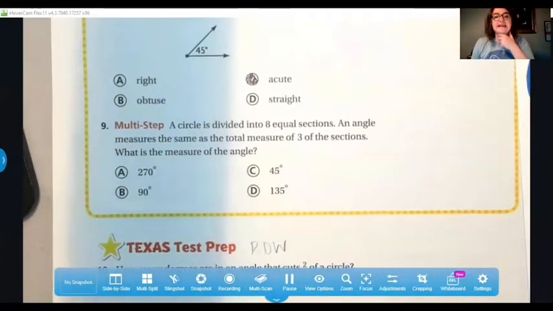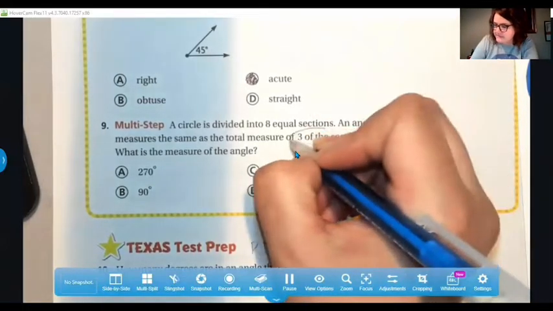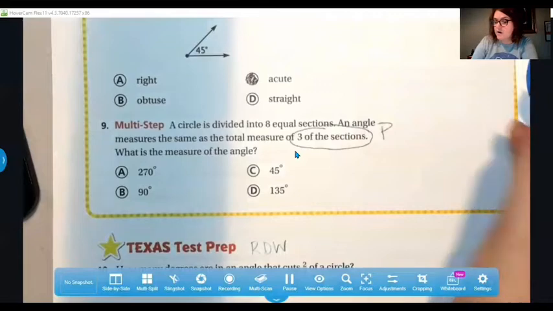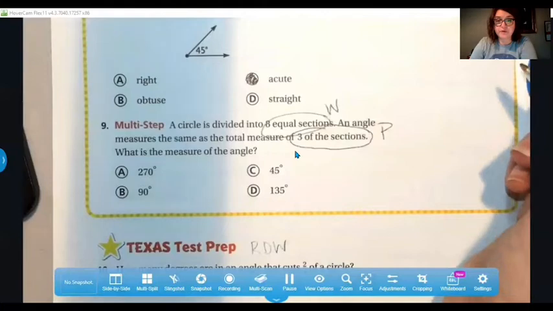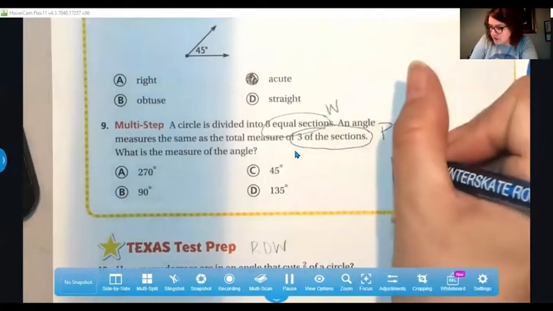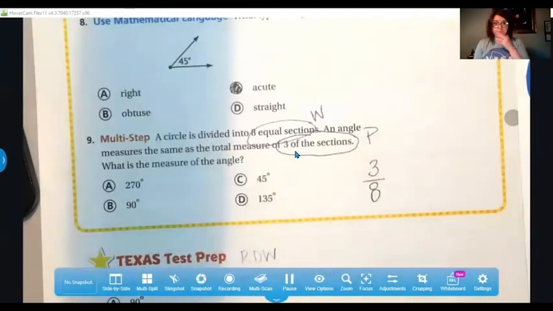Let's look at number 9 now. It says, a circle is divided into 8 equal sections. An angle measures the same as the total measure of 3 of the sections. What is the measure of the angle? So that means our part is 3 of the sections, and our whole is 8 equal sections. If we got a part whole, then we have a fraction. So I'm going to put that fraction of 3/8 down below.